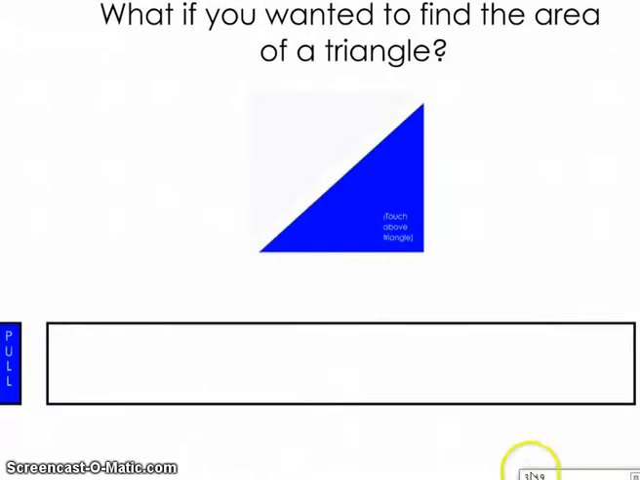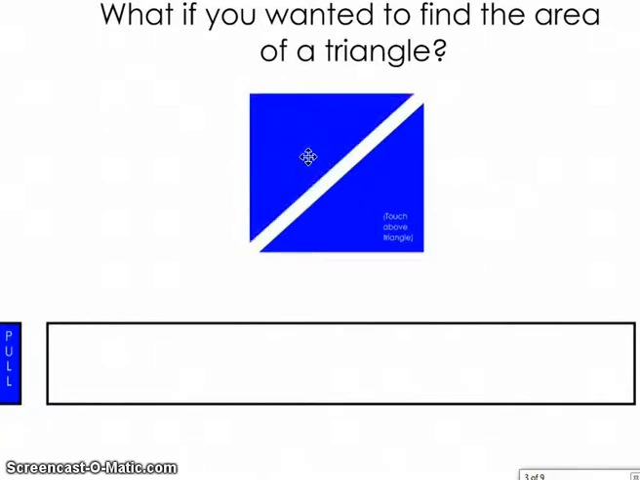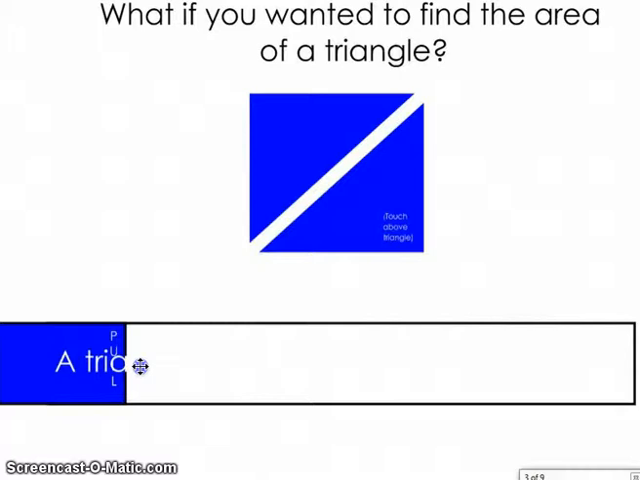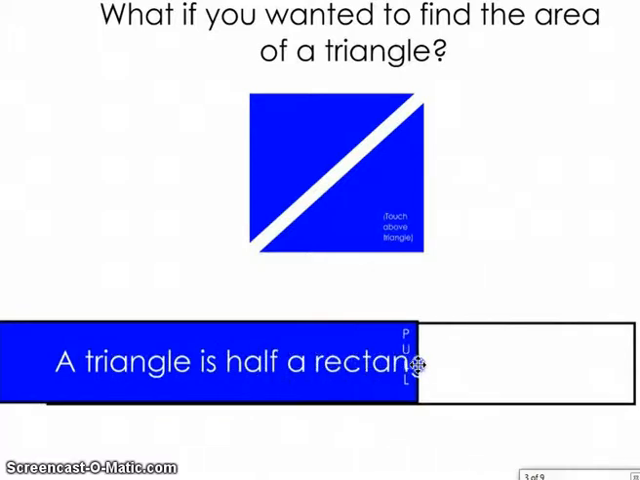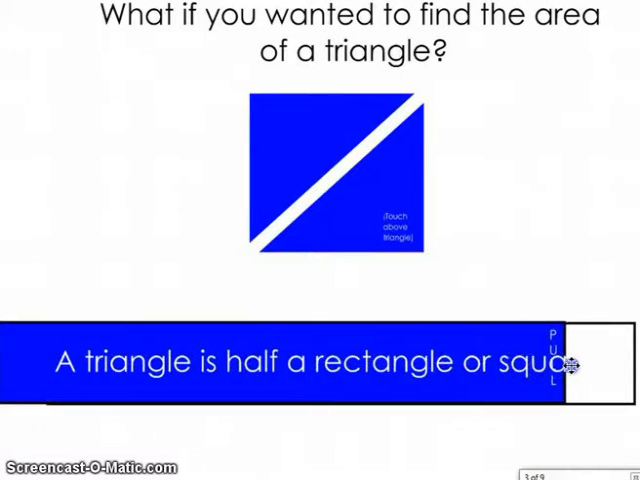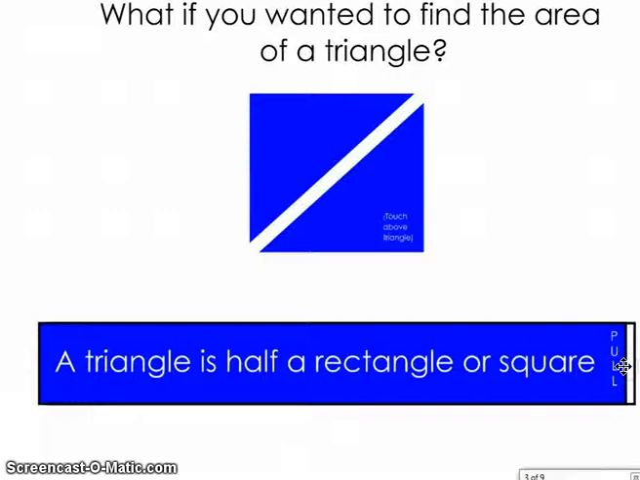Continuing on, now we're going to touch on triangles. What if you wanted to find the area of a triangle? A triangle is half of a rectangle or square. That's what you need to kind of think about. We're just going to do the one triangle, but you kind of look at it as what would it be if it was the whole square, okay?